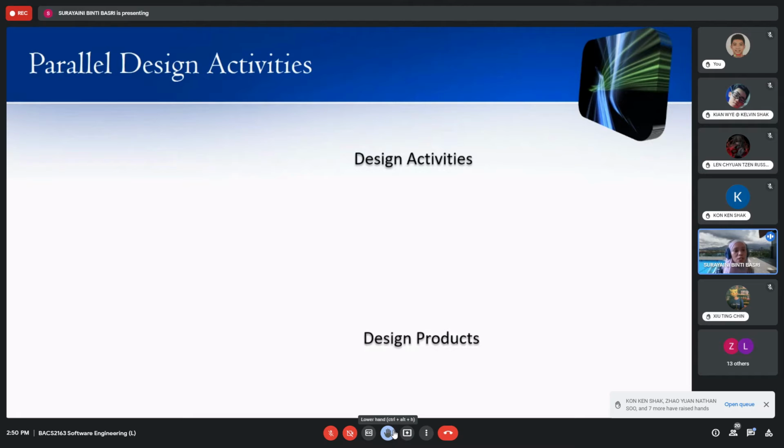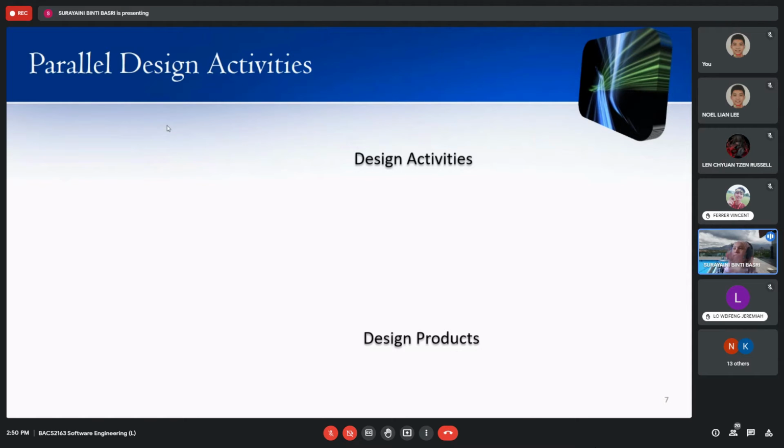Okay, so we proceed to the parallel design activity. So here is the list of activities and the product from each of the activities. Okay, so thank you all, you can put down your hand. So these are the activities that you will need to do during the design. So instead of the three stages just now, this is more in depth. Each of the activities will come out with a product, meaning the outcome or the output of the activity will have a product.